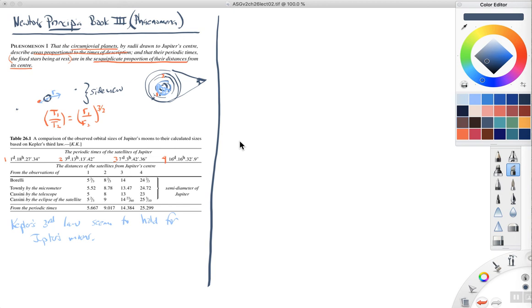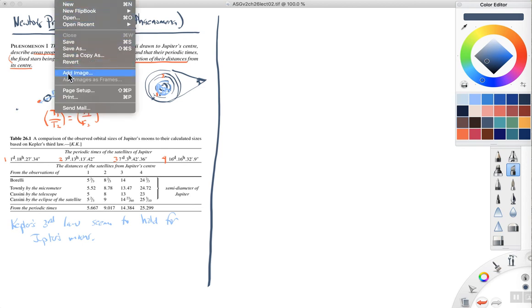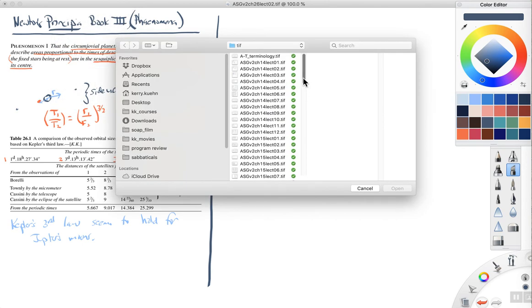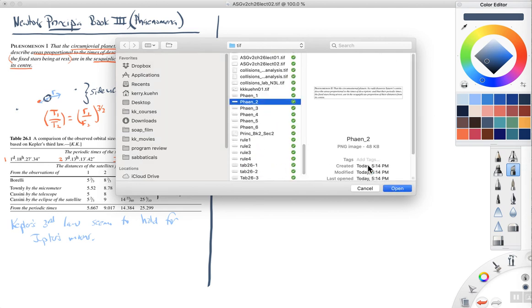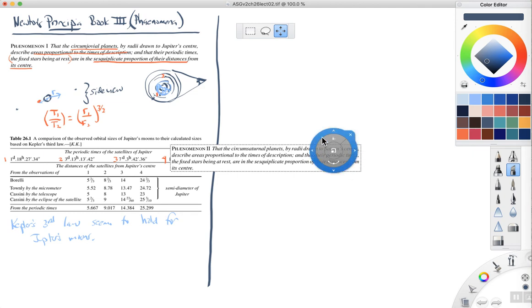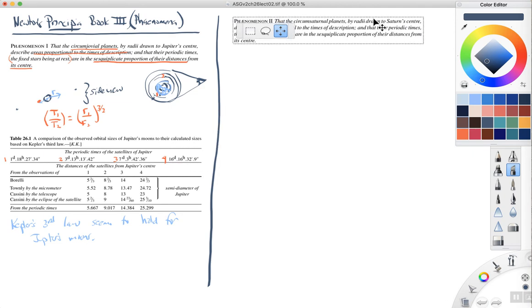let's look quickly at phenomenon number 2. Phenomenon number 2 is very similar. So I'm going to open this, add image, go down to Phenomenon 2. Okay. So here we are.